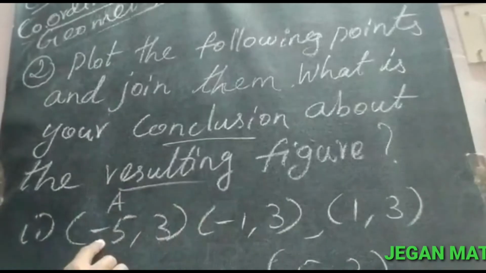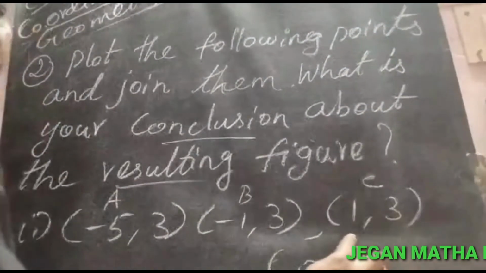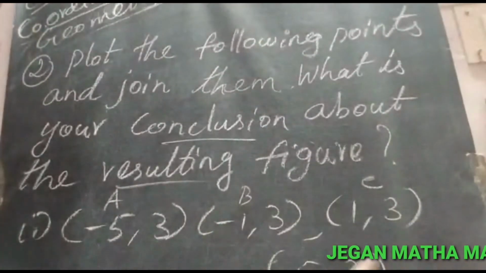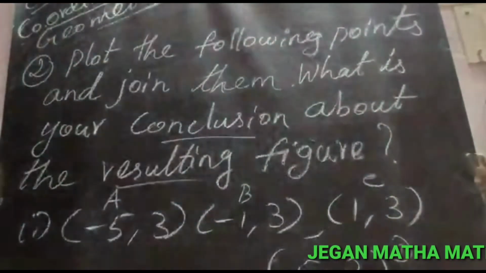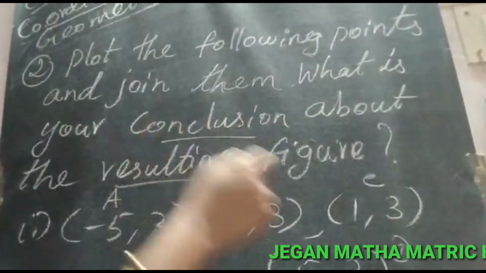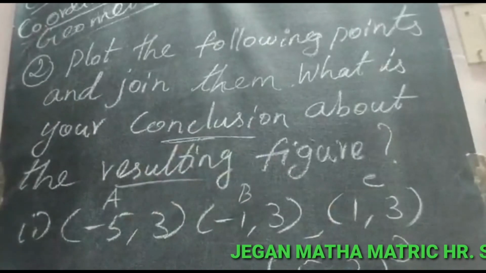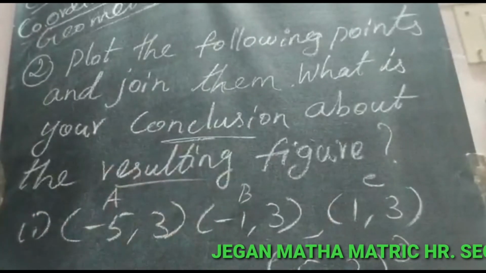Point A minus 5 comma 3, point B minus 1 comma 3, point C 1 comma 3, point D 5 comma 3. So you have to plot these 4 points on the Cartesian plane. After that you can join them, and then write down your conclusion. This is the question. So now let us see the solution for this one.